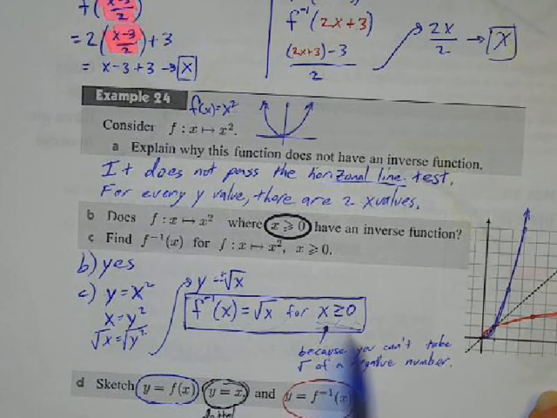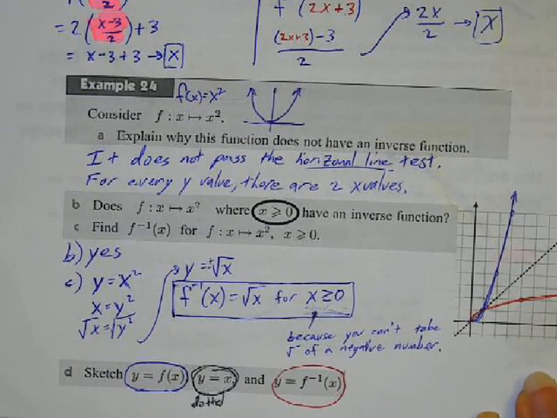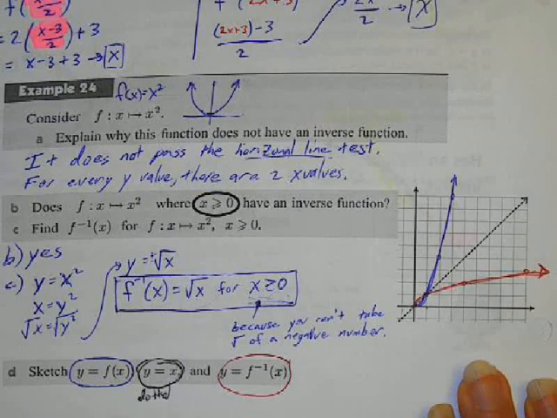We need to restrict it to x greater than 0 because we can't take the square root of a negative number. Here are the 2 sketches. You might want to hit pause if you need help for a minute.